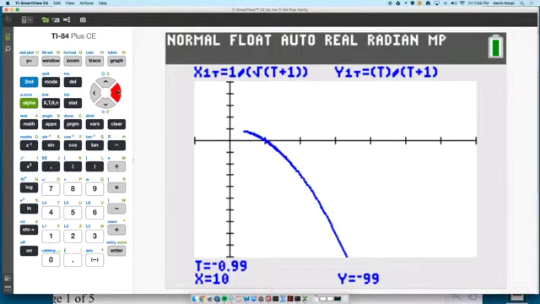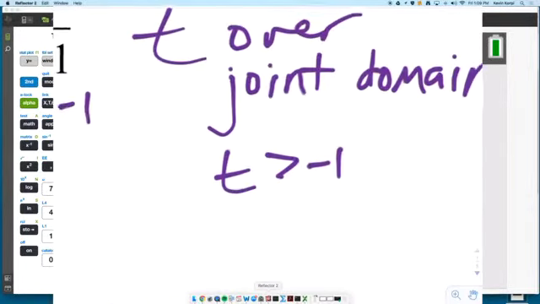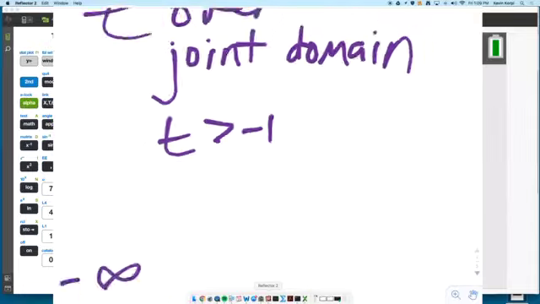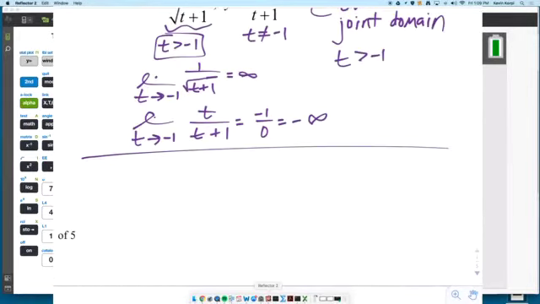And as I scroll to the right, letting my t value get bigger and bigger and bigger. Now let's come back to here. If we said that our t values had to be greater than -1, how much bigger than -1 can they get? Infinitely large, yeah. So let's do this. Let's now figure out the limit as t approaches infinity of both of them.